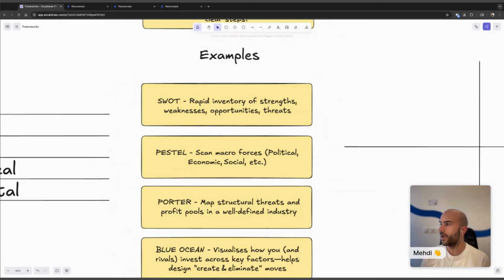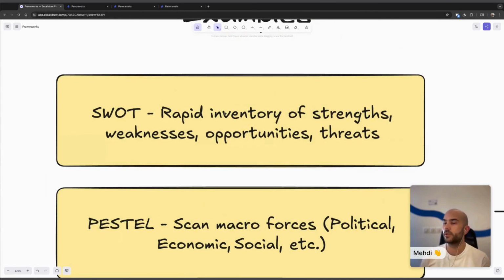So let's get started with the one that everyone knows, SWOT. And SWOT stands for strengths, weaknesses, opportunities, and threats. Basically, a SWOT is a matrix that just allows you to quickly list the inventory of strengths, weaknesses, opportunities, and threats that either a market is having related to you or that a competitor is having related to you as well.